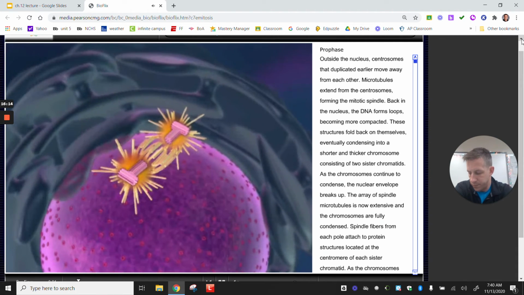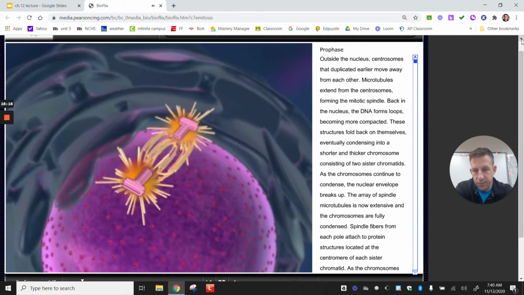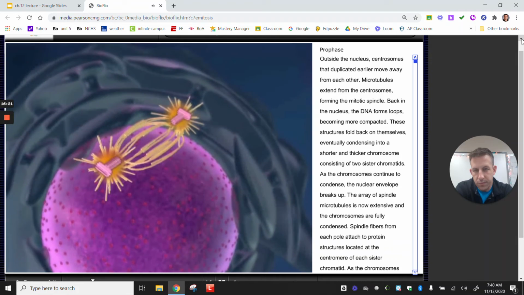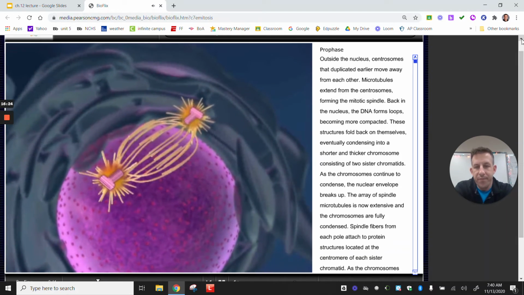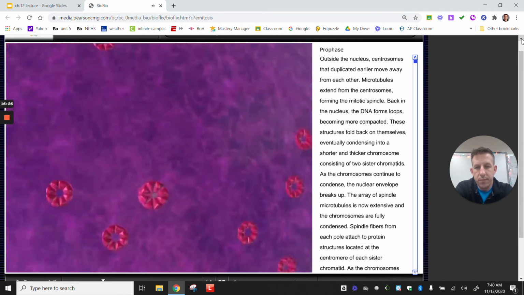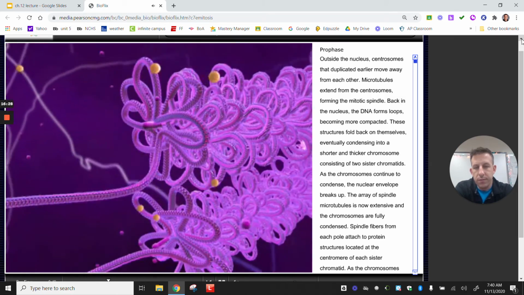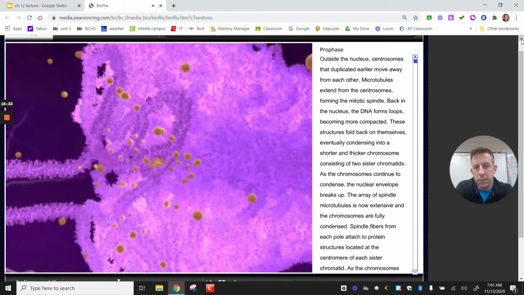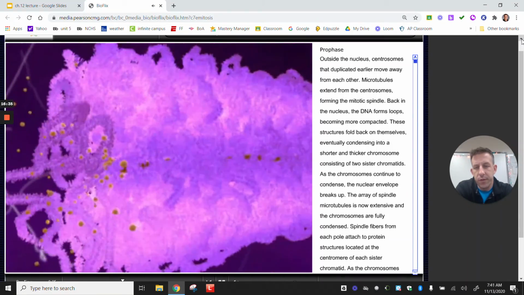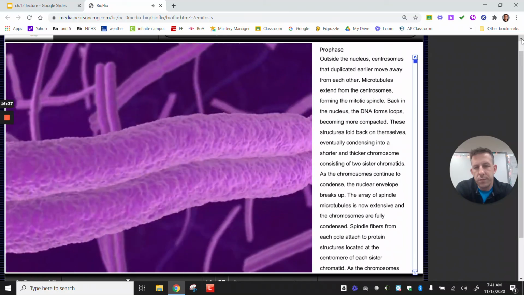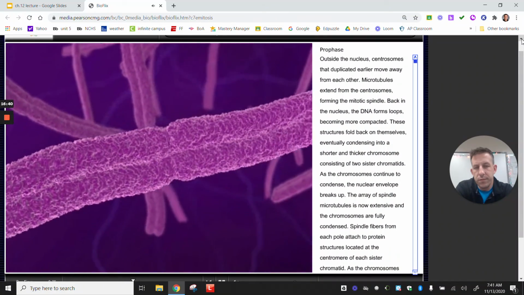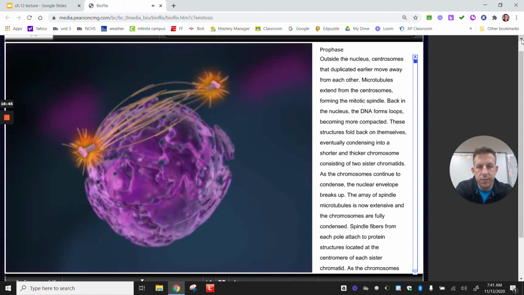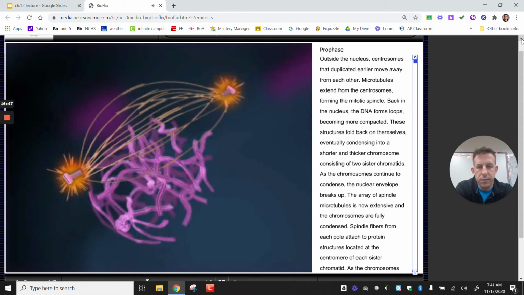Outside the nucleus, centrosomes that duplicated earlier move away from each other to opposite sides of the cell. Microtubules extend from the centrosomes, forming the mitotic spindle. Back in the nucleus, the DNA forms loops, becoming more compacted. These structures fold back on themselves, eventually condensing into a shorter and thicker chromosome consisting of two sister chromatids. As the chromosomes continue to condense, the nuclear envelope breaks up.